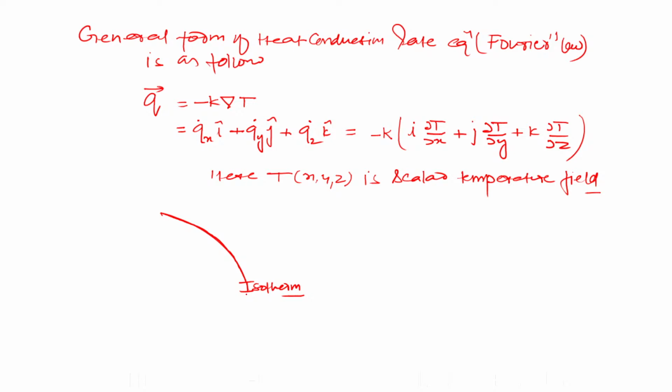Or more generally, the direction of heat flow will always be normal to a surface of constant temperature. You can say direction of heat flux or heat flow is always normal to area. Also, you can say direction of heat flow will always be normal to surface of constant temperature. It is more general. Why is it more general?